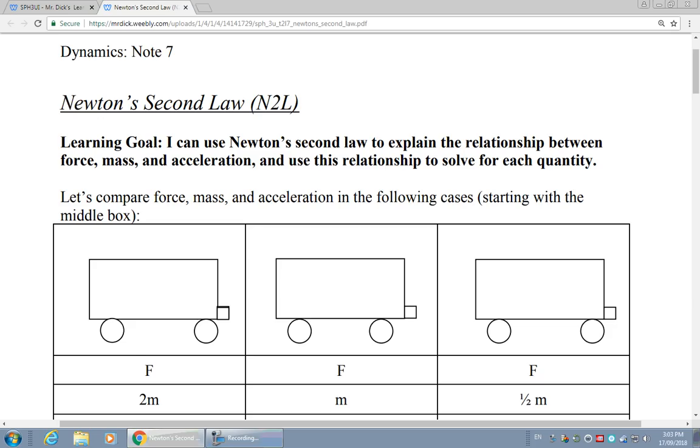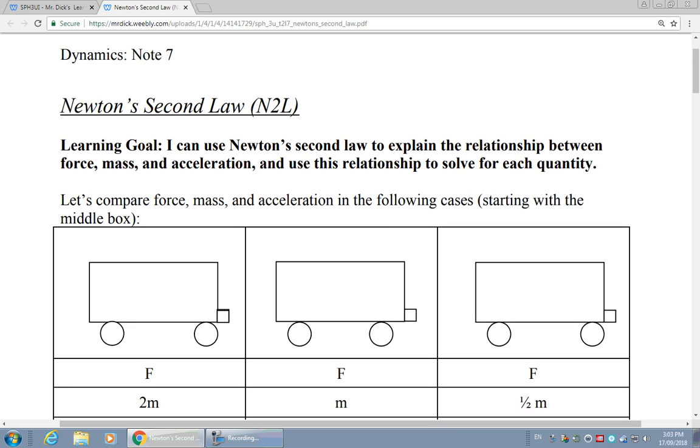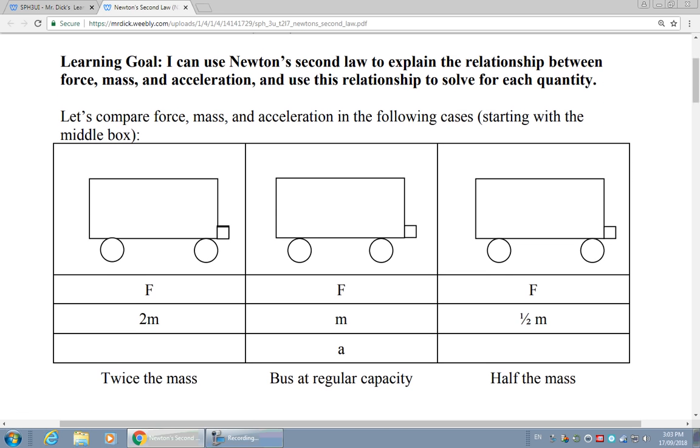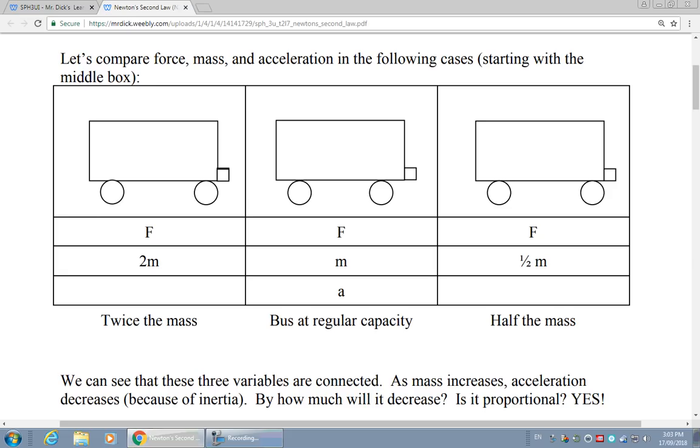So we now know that force, mass, and acceleration all have a strong relationship when we deal with forces in general. And so we're going to just look more specifically at how these compare in a particular situation. So we're going to start just with the middle column here. And this middle column in your chart will represent the regular average situation.